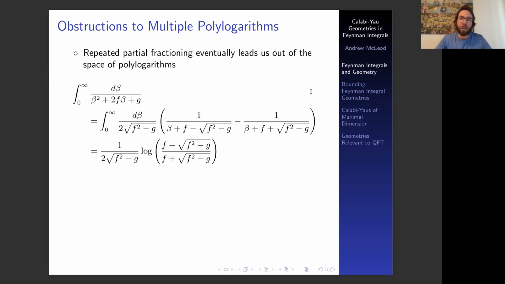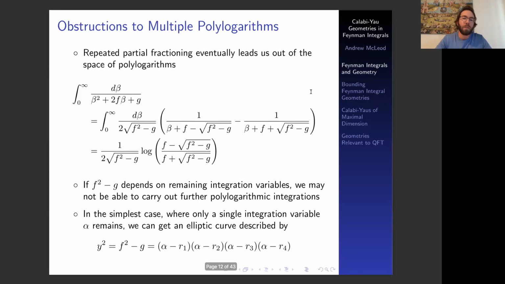We can imagine we're integrating over a rational function that takes this form, where we have a quadratic equation in the denominator. And we can integrate this logarithmically by partial fractioning out and isolating the simple poles that appear in this expression, but only at the cost of introducing a square root of the discriminant in the prefactor. And so if we have further integrations to carry out, and if this discriminant f squared minus g depends on these remaining integration variables, it may be that we cannot carry out any further polylogarithmic integrations.